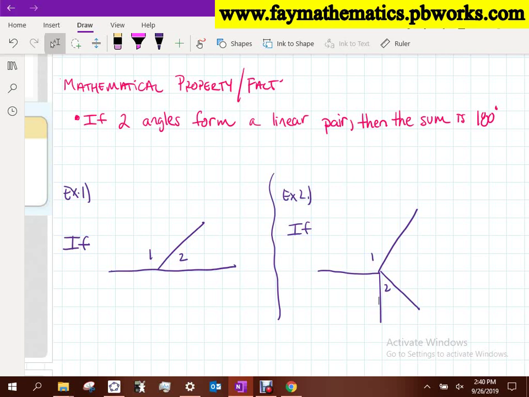The second example, and this is the thing: does angle 1 and angle 2 match the red hypothesis that says two angles form a linear pair?